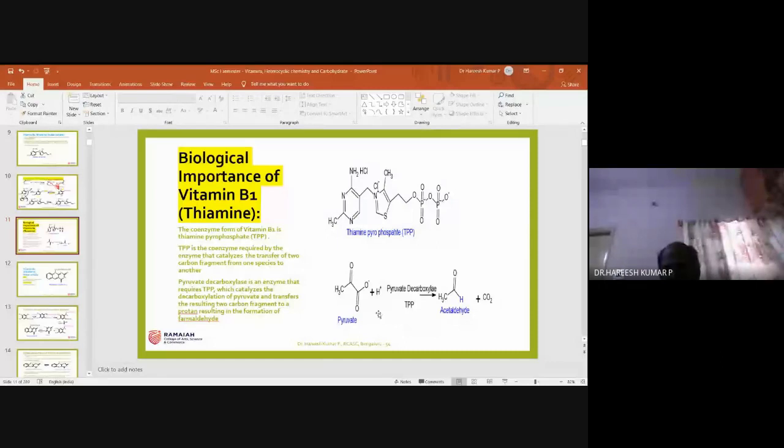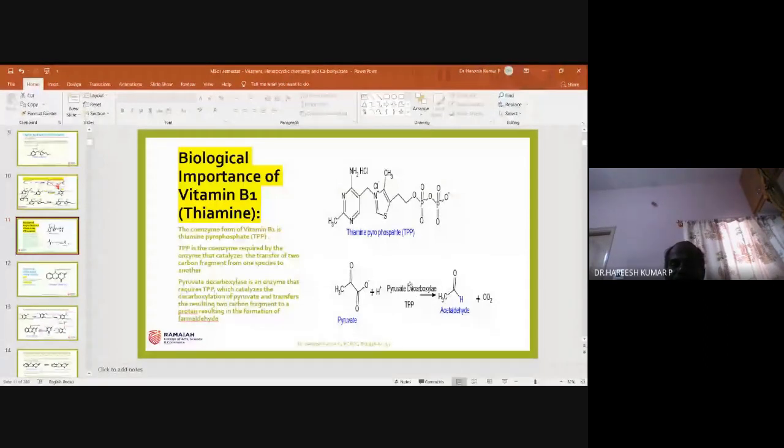So what is happening here? What is the name of this compound? This is pyruvate. So how is the pyruvate obtained? Pyruvate is the end product of the carbohydrate cycle. That means it is the end product obtained from the carbohydrate cycle. So in the presence of pyruvate decarboxylase.